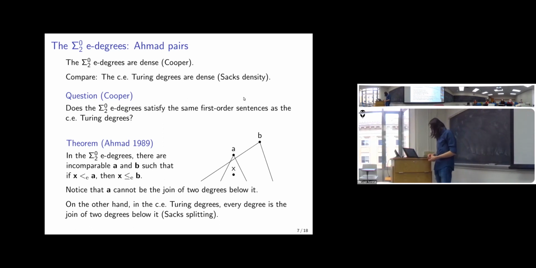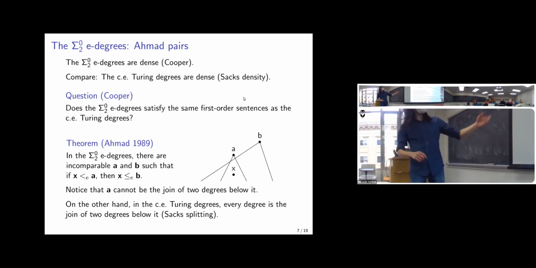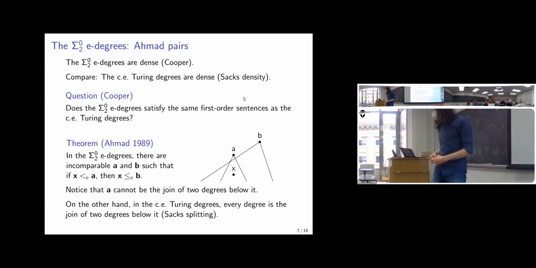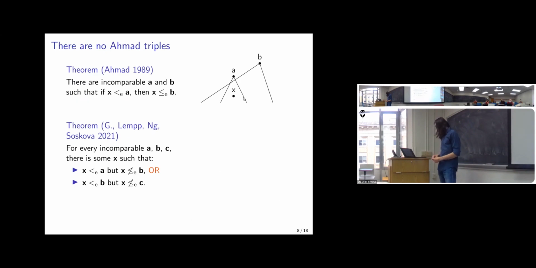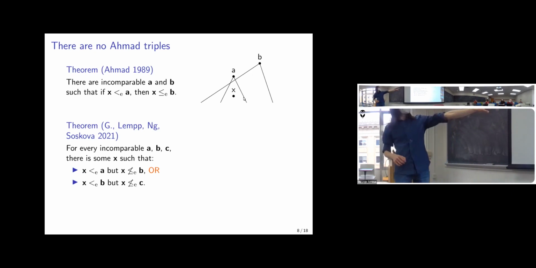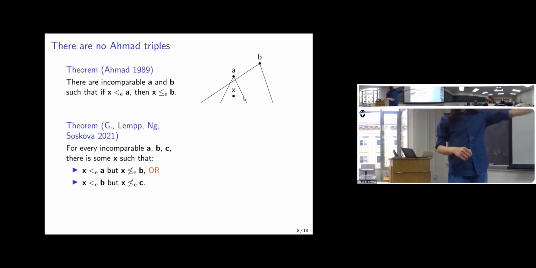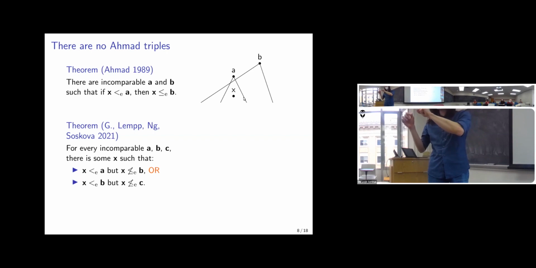Now the question is, what else can happen? What other weird things can happen here? That's our main result. On the top, I just repeated the theorem from the previous slide, and at the bottom, this is our theorem. We showed that for every incomparable A, B, and C, so we have 3 degrees, either there is some X such that X is strictly below A but not below B, or X is strictly below B but not below C. Let me draw some pictures to illustrate what this is saying.